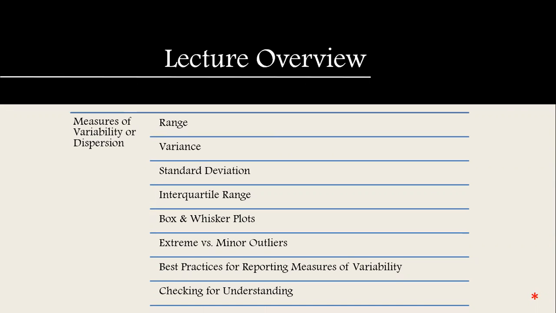In this video lecture, we will discuss the concept of measures of variability or dispersion, which include range, variance, standard deviation, and interquartile range. We will also discuss the concept of box and whisker plots, along with the difference between extreme and minor outliers. And finally, we will discuss best practices for reporting measures of variability. At the end of this video, I will invite you to check for your understanding of these concepts.